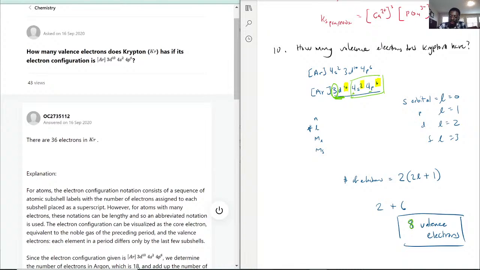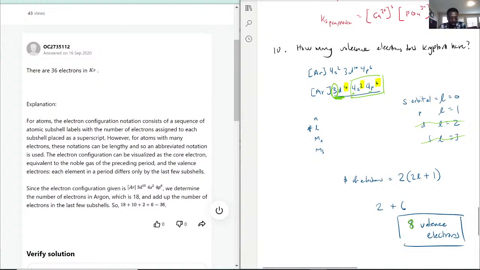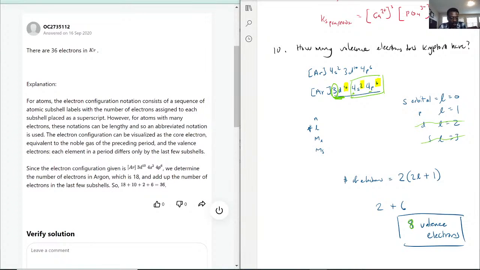Sorry about that. That's why we did the notation here, because it shows us that this 3d10 is from the previous shell. So with that being said, the valence electrons are just going to be 4s2 4p6, which is 8. We don't use this because the d orbital is in the previous shell and there's no f orbital. Okay, let's see what they did.